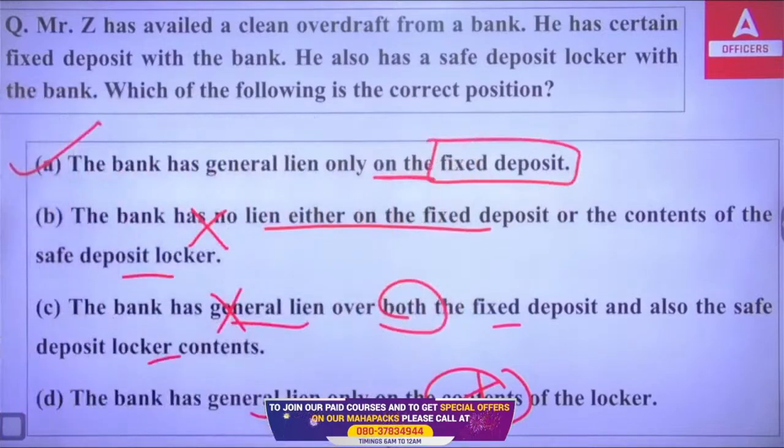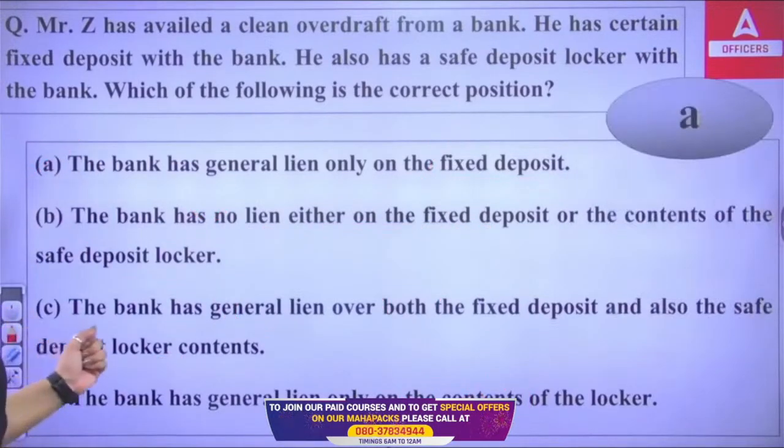The general lien. There are two types of lien, na? General lien and specific lien. So the general lien applies only on the fixed deposit. Okay, so the right answer is A. Okay, right answer is what? It is A.